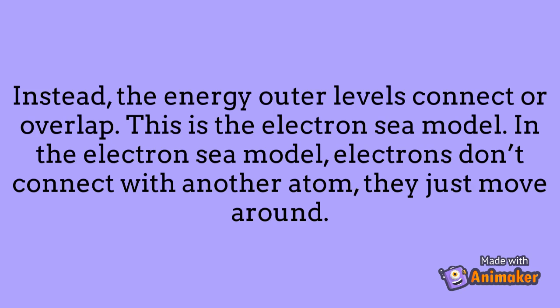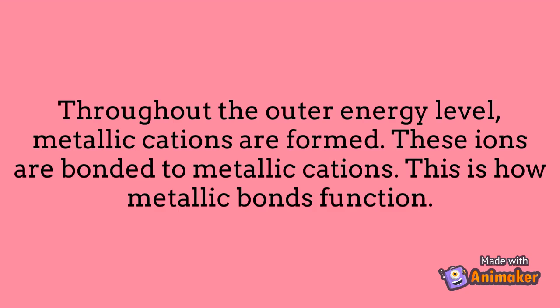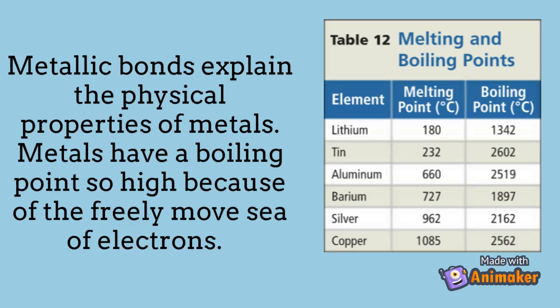In the electron sea model, electrons don't bond. Instead, they just move around. These freely moving electrons are named delocalized electrons. In this outer energy level, metal cations are formed and bond with electrons. This is how metallic bonds work. The metallic bonds explain all the physical properties of metal.